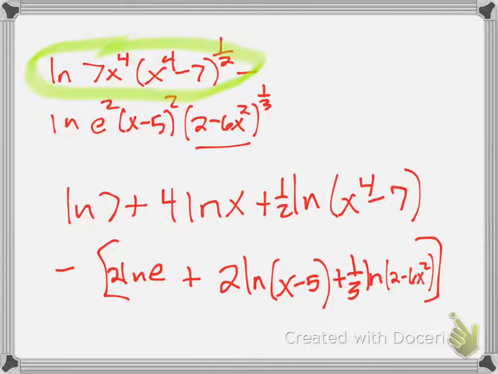The only thing left for us to do to finish this one off is to distribute that negative to each of these. So the last three terms are actually subtracted rather than added. And that's it. That'll match the key that we have. Good luck.